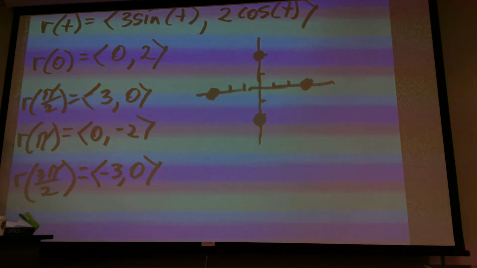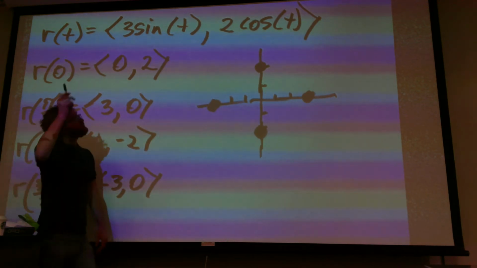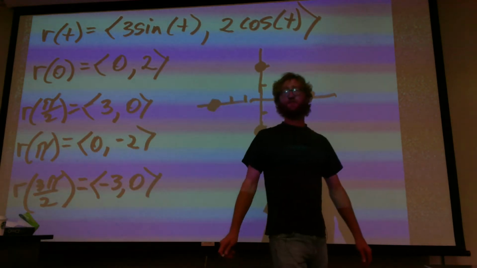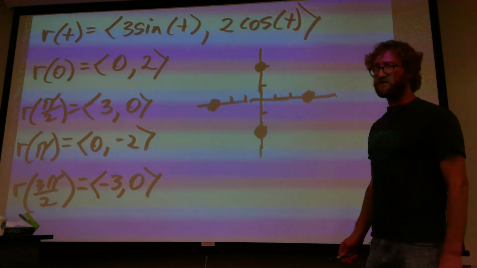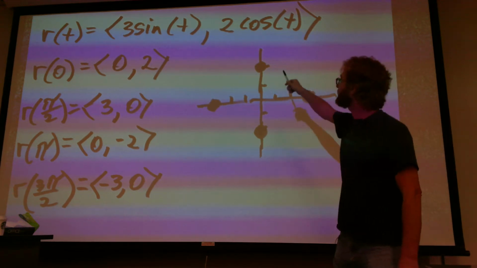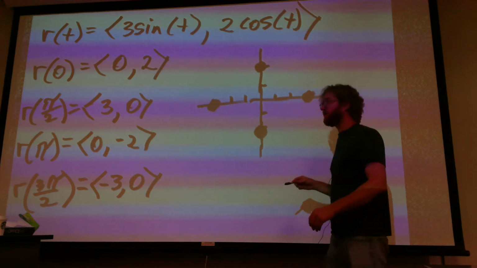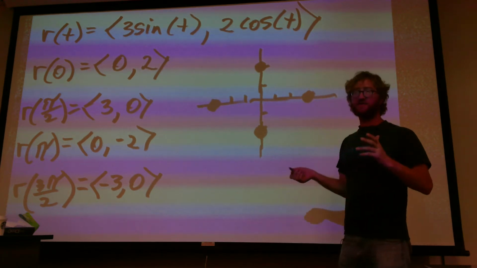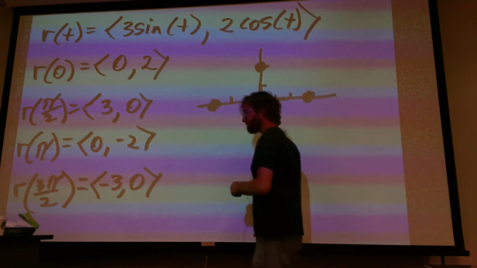Now, if I went to the next point, r of 2 pi, what would I end up getting? If I plug 2 pi into this, sine of 2 pi is 0, and cosine of 2 pi is 1. So I get back to the point 0, 2. So I would get back to this point right here. So what is actually the curve that is represented by these parametric equations? We're looking at an ellipse.